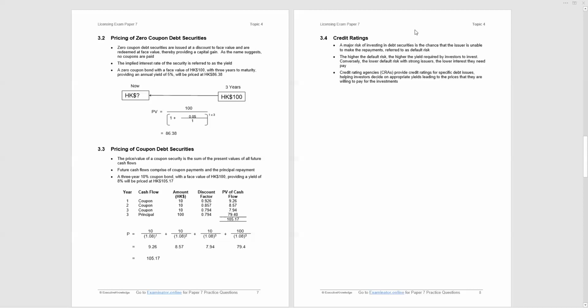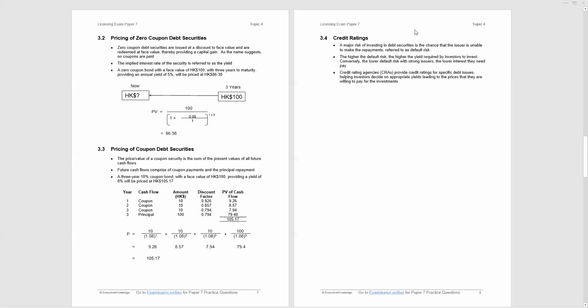Section 3.4, on credit ratings. As it says, a major risk of investing is the chance the issuer will not be able to pay the repayments, that is, default, and that's referred to as default risk. The higher the default risk, the higher the yield required by investors to invest, and the other way around, the lower the default risk. With strong issuers, the lower the interest they need to pay, the lower the yield of the debt.